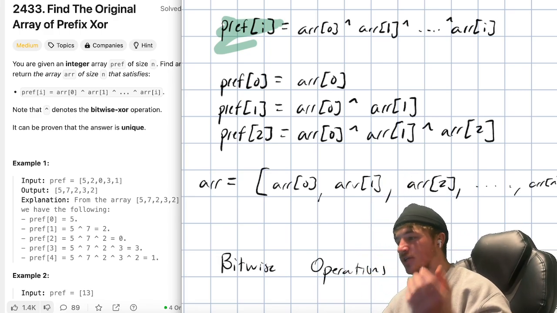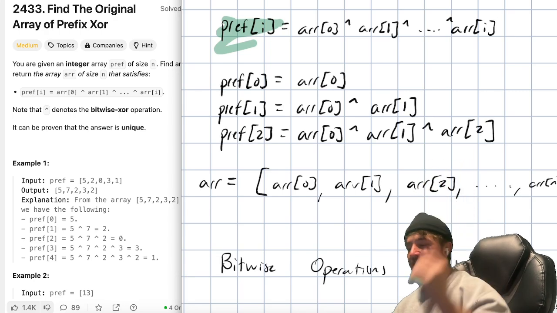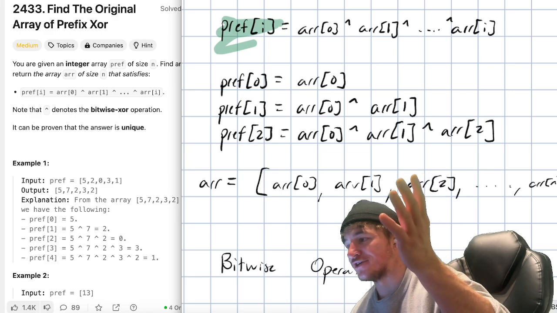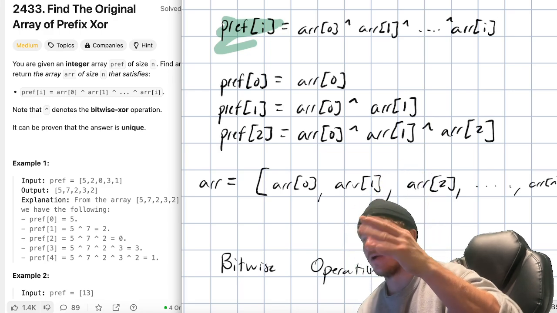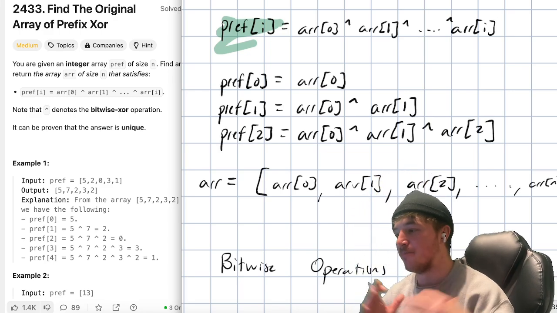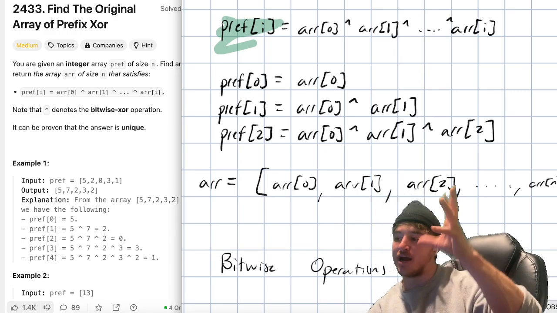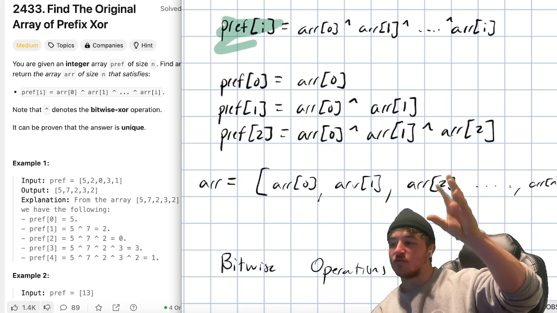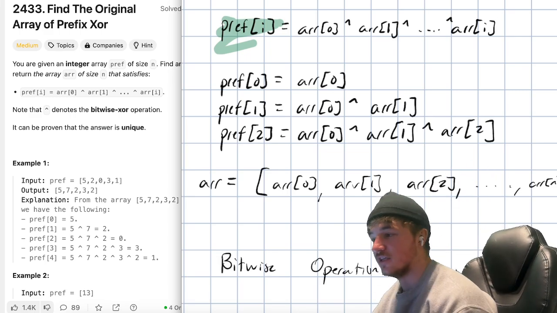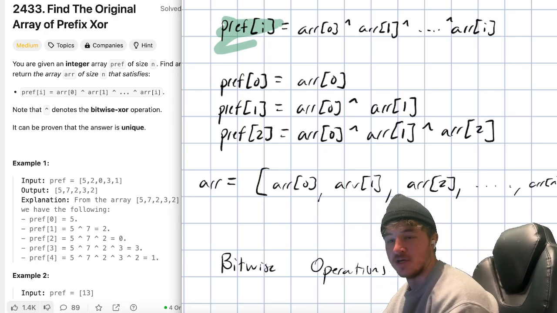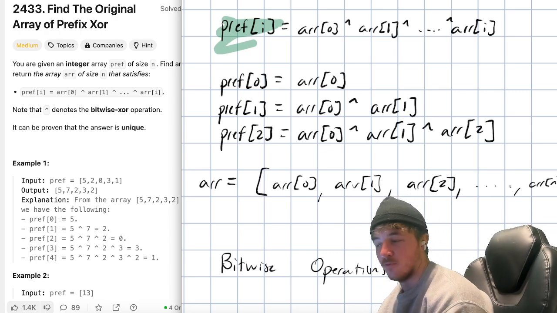So it kind of makes sense, right? Because we're given this pref array and it has information in it. It has details about array 0 and array 1. It has everything in it, but it's kind of baked into it. So we need to somehow extrapolate, we need to find what the actual values are and put them back into the array. Now, I'm not even going to do the example because this is one of those problems where just based on the bitwise operations you can figure out what needs to be done.